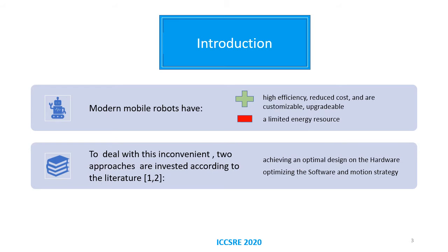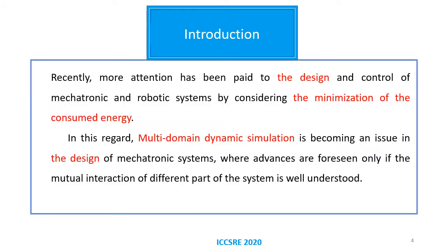The first one is achieving an optimal design on the hardware. The second is optimizing the software and motion strategy. Recently, more attention has been paid to the design and control of mechatronic and robotic systems by considering the minimization of the consumed energy. In this regard, multi-domain dynamic simulation is becoming an issue in the design of mechatronic systems where advances are foreseen only if the mutual interaction of different parts of the system is well understood.